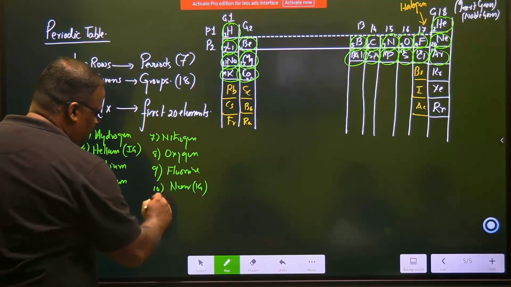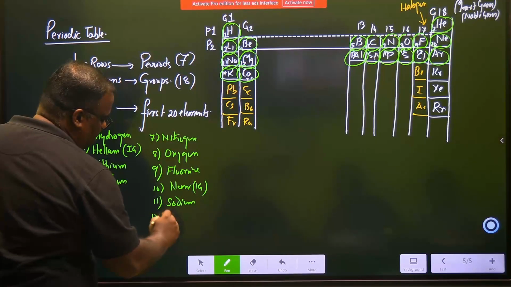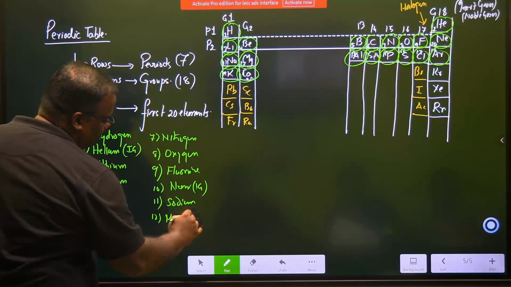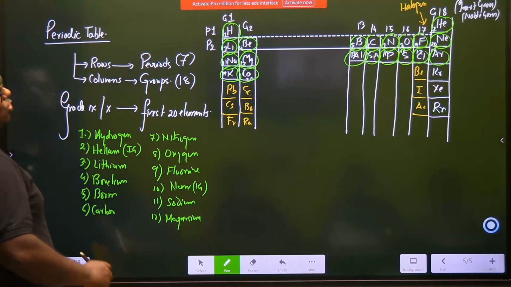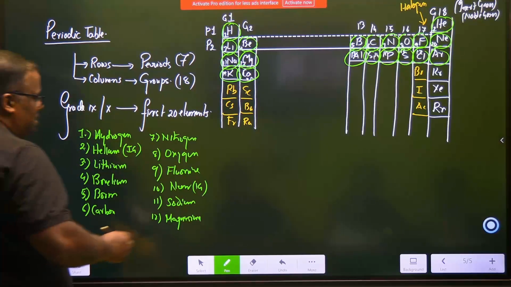After neon comes sodium, then magnesium.